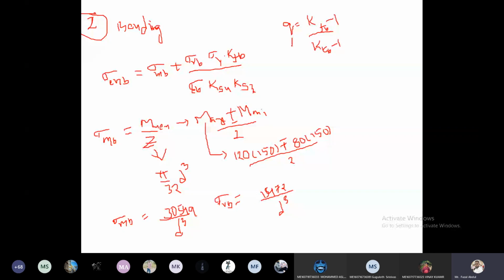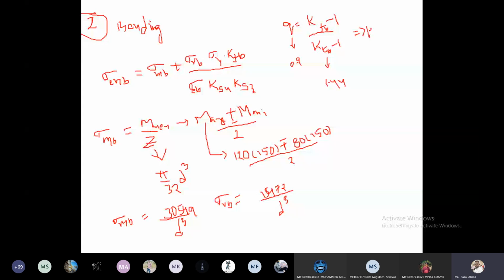And the kt value for bending is given as 1.44. Now tell me the value of kf for bending. 1.39. Very good.